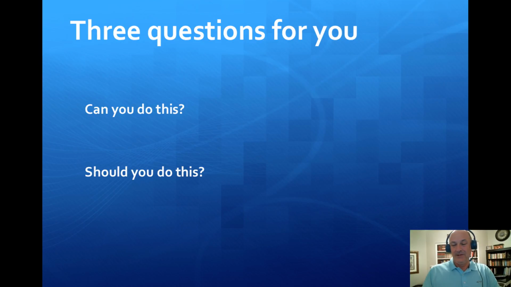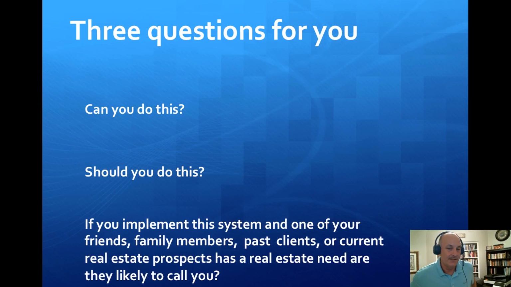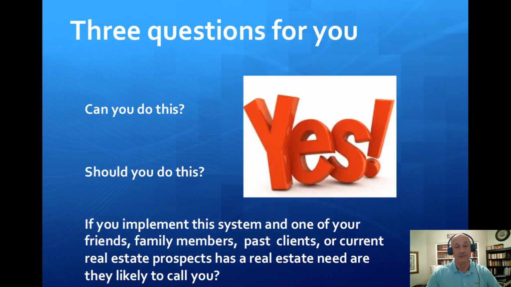But let me circle back to a question I asked at the very beginning in part 1. If you implement this system, and one of your friends, family members, past clients, or current real estate prospects has a real estate need, are they likely to call you? No guarantee they'll call you, but have you put yourself in the preferred position to get that call? The answer, of course, is absolutely yes, you have. And that is the point of a sphere of influence marketing strategy, to put yourself in the preferred position to get the call from those people that you most want to do business with.